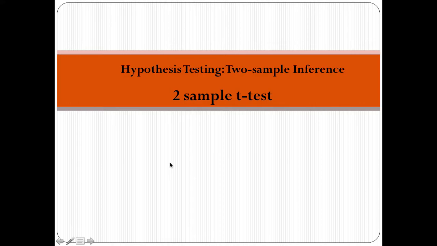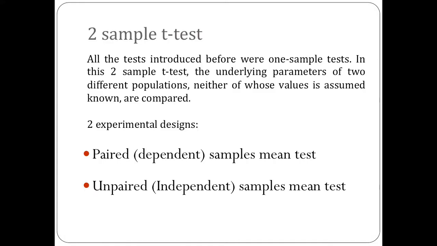Today, we are going to talk about the two sample t-test. You have learned about the one sample t-test, but this is a two sample t-test. In general, there are two types of two sample t-test that we call the paired samples mean test and the unpaired samples mean test. The most common two sample t-tests are actually the unpaired sample t-test.